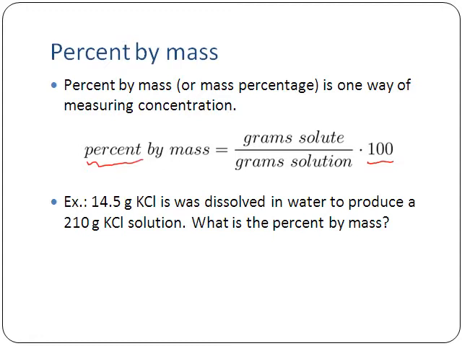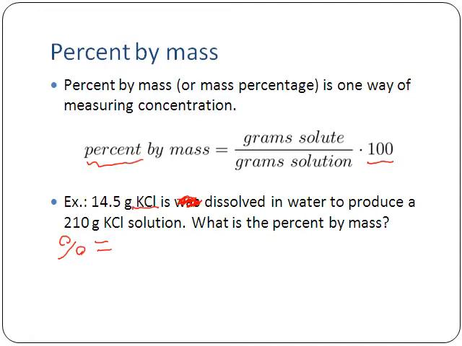14.5 grams KCl is dissolved in water to produce a 210 gram KCl solution. What is the percent by mass? We know that percent by mass is equal to the number of grams of solute. In this case, what's our solute? Remember that the solute is the material which is dissolved, not the one that does the dissolving. In that case, it's going to be the KCl, the potassium chloride. And so how much do I have of that?